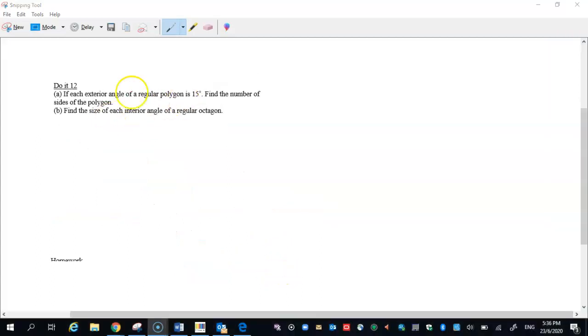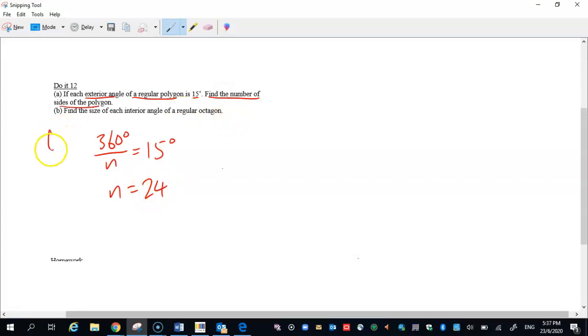Okay, so finally in Do It 12, we are looking at a regular polygon again, with each exterior angle as 15 degrees. We find the number of sides of the polygon. So again, we apply the formula: 360 degrees over the number of sides equals each exterior angle, which is 15 degrees. So n will be equal to 24. So it is actually a 24-sided regular polygon. This is part A and this is part B.